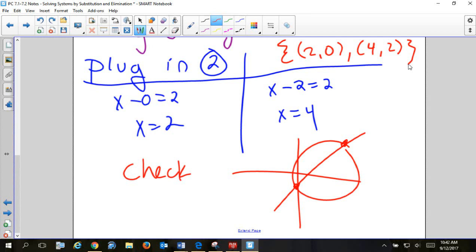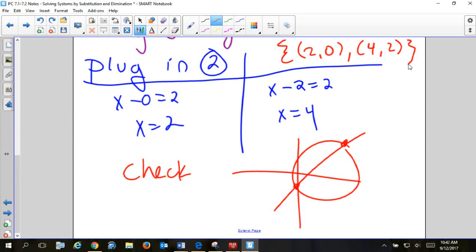Were there not 4 solutions because there's an x squared and a y squared? No, the x squared and y squared means it's a circle. And then the second one is a line. So there's only 2 maximum solutions for a circle and a line. Okay.